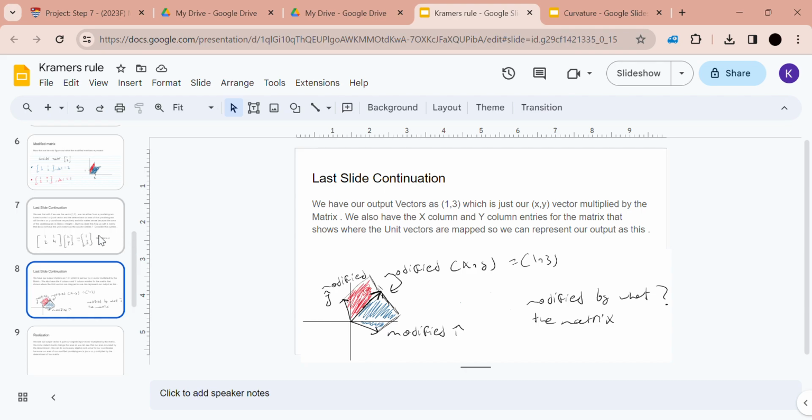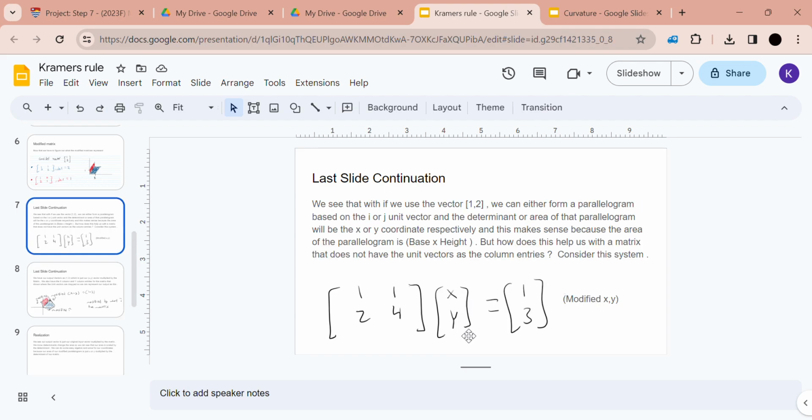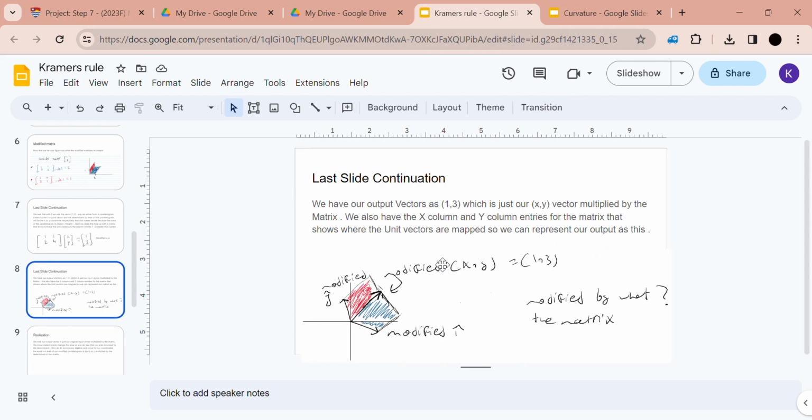Because what we're doing is taking a vector, modifying it by this matrix, and getting this vector back. So to really model this, we also have to modify i hat and j hat to figure out this determinant, or this area of the parallelogram.